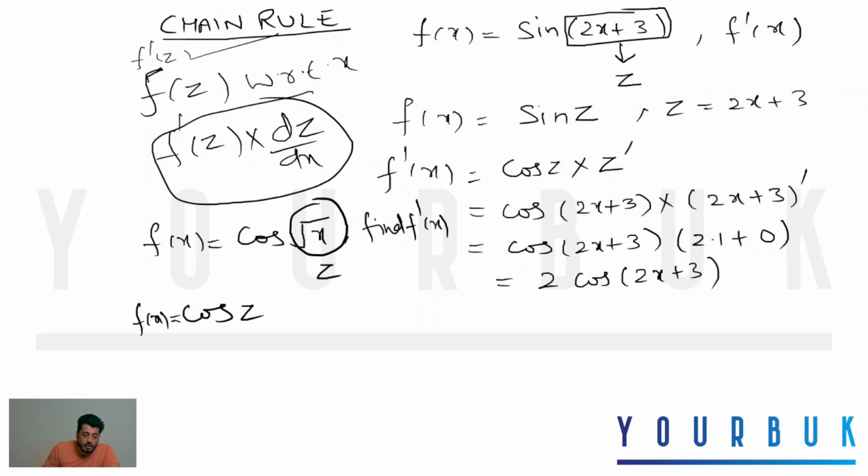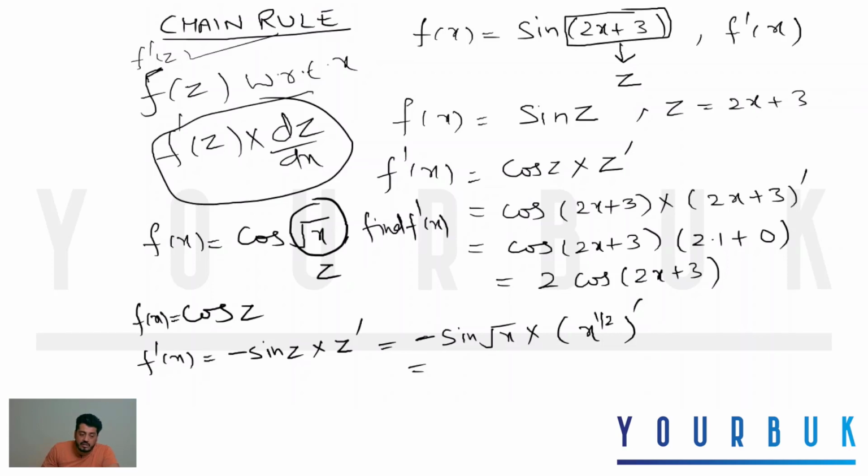Now what I have told you is that if you want to find the derivative with respect to x, normally differentiate cos z. The derivative of cos z is minus sin z, and then don't forget to multiply it by z dash. Now if you replace the value of z back, you will get minus sin root x into the derivative of root x. Root x can be written as x to the power half. So the derivative of x to the power half is half x to the power minus half, by the rule n x to the power n minus 1. So it will be minus sin root x upon 2 root x. This is your final derivative.